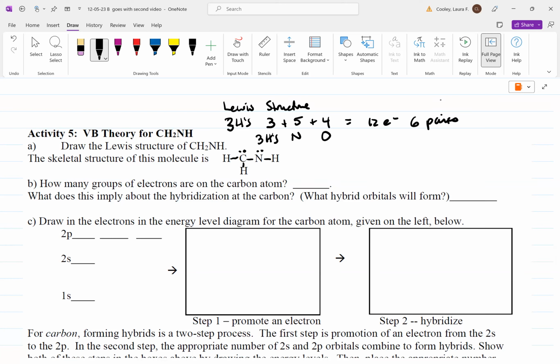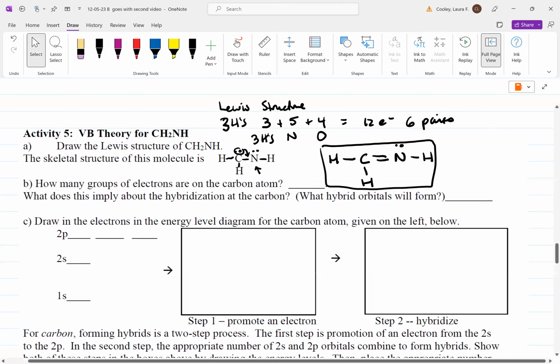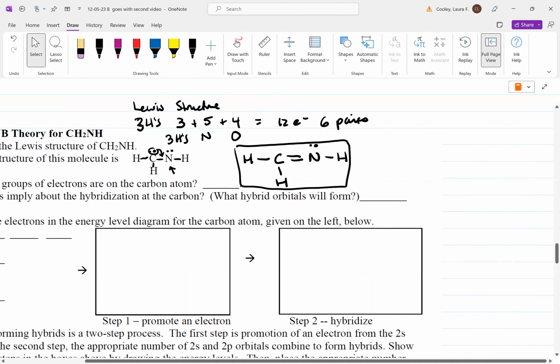Right. And we don't have an octet on the nitrogen. So we're going to take this lone pair. And this is our Lewis structure. But is it drawn with the right geometry? You know, the answer really to that is no.